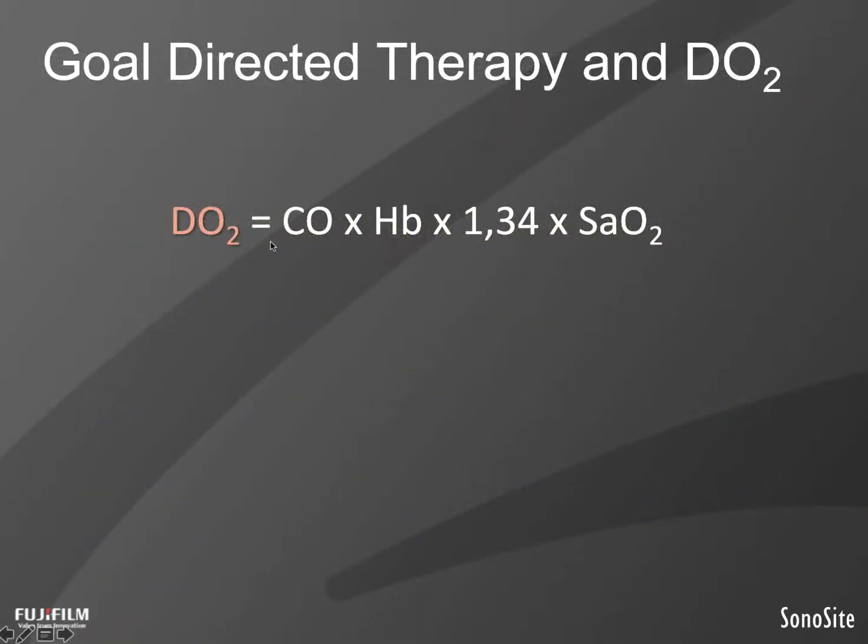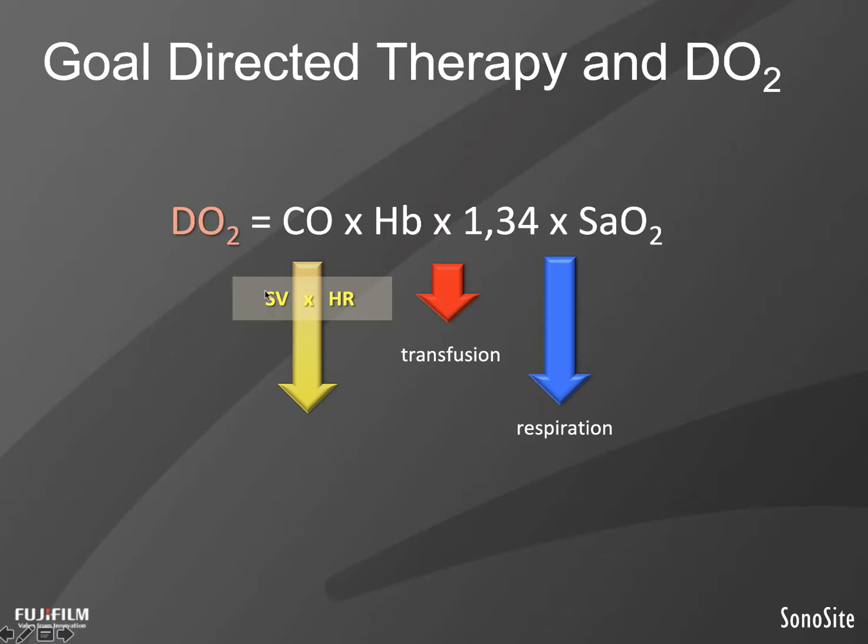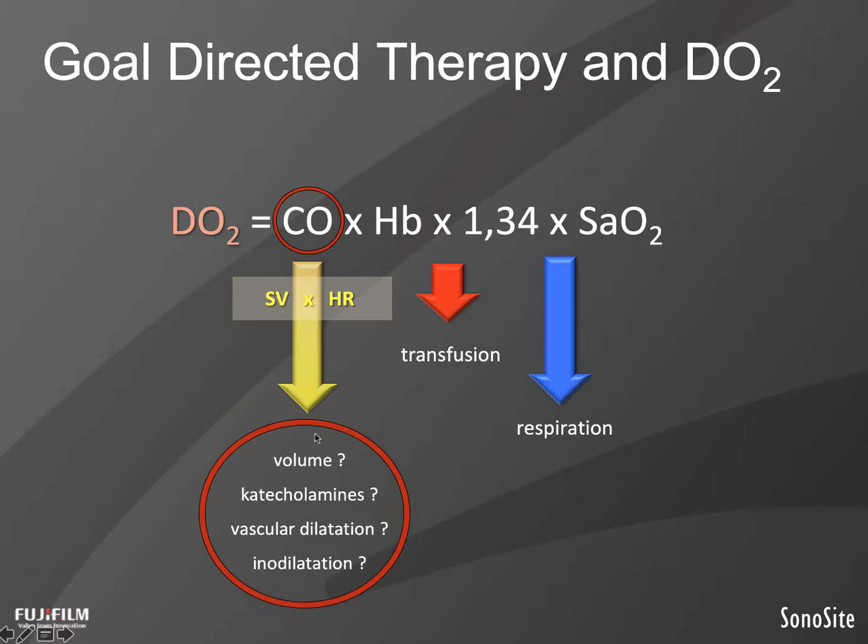Optimizing hemodynamics is very easy to understand. Our main target is the delivery of oxygen in tissues. While optimizing this, it's very important to know about the factors influencing DO2. Saturation depends on respiratory optimization, as well as HB, which can be addressed via transfusion, and cardiac output, which is influenced by stroke volume and heart rate. This is also dependent on volume, catecholamine, and or vascular tone.